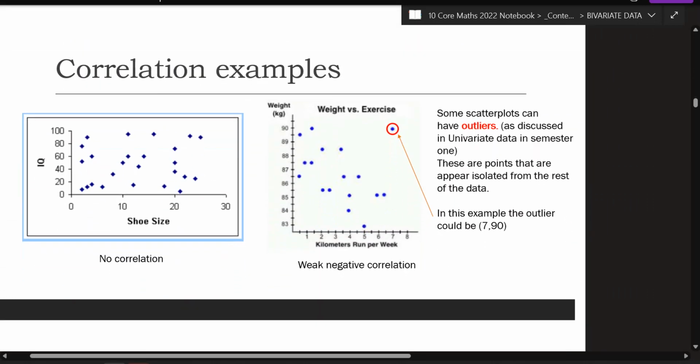Let's go here real quick. Other correlation examples here. Shoe size versus IQ. There's probably no connection there. That's why it's random. Okay, your shoe size doesn't determine how smart you are.